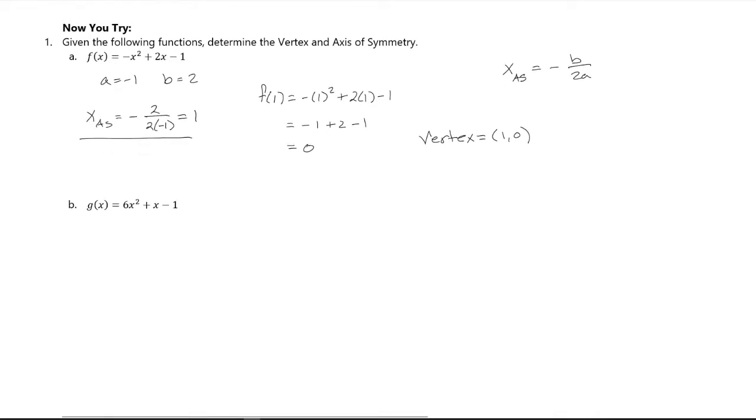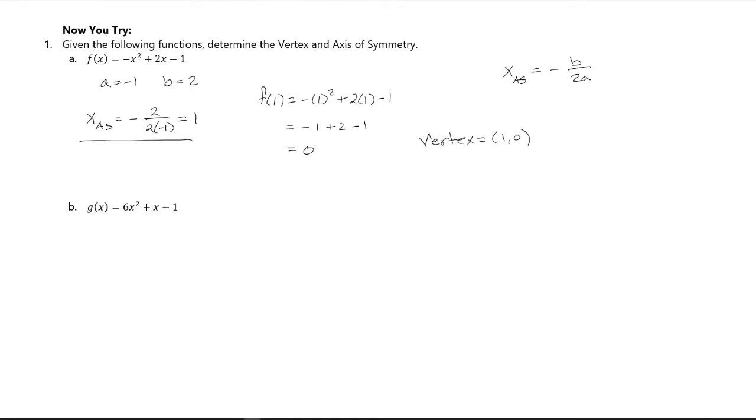For part B, we will apply the formula again. Here we have g of x equals 6x squared plus x minus 1. So our a value is 6, our b value equals 1. So the x value of the axis of symmetry is going to be negative 1, the b value, over 2 times 6, the a value, which simplifies to negative 1/12. So that's not as pretty of an x value, but that is the right answer, and we can still use this to find the y value of the vertex.